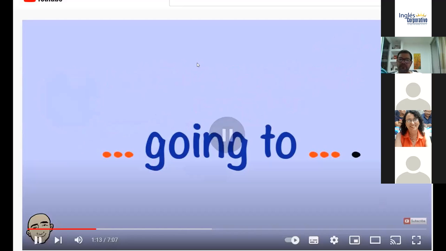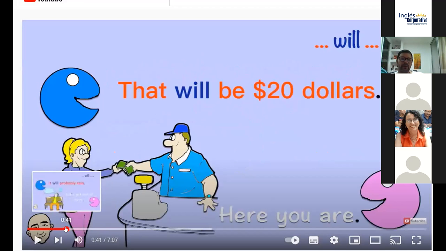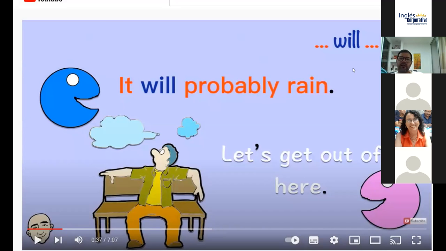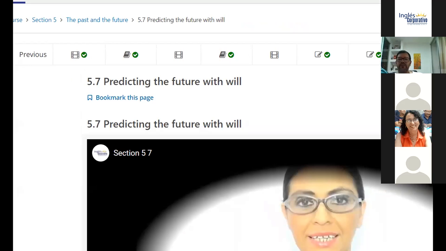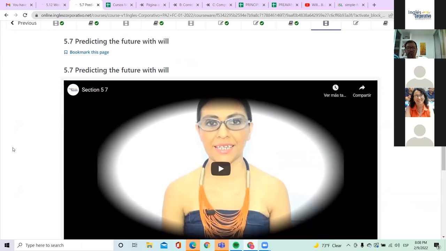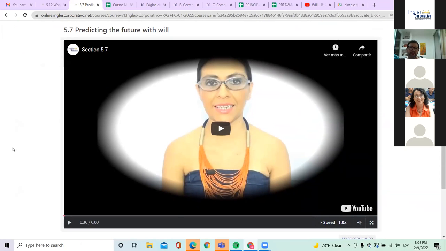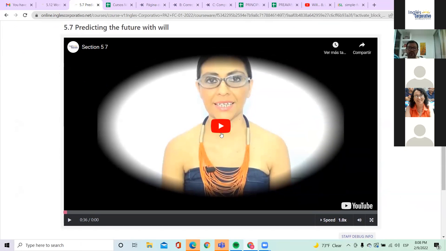Those are pretty simple examples of using the simple future tense. This is the basic future tense using will. You already know how to use going to. Here we have an interesting example: it will probably rain. So we're talking about predictions. That means that we can use will to talk about things that can or could happen in the future. That's what we're going to be reviewing right here: predicting the future with will, and other ways that we can talk about the future. Let me share the full screen again.